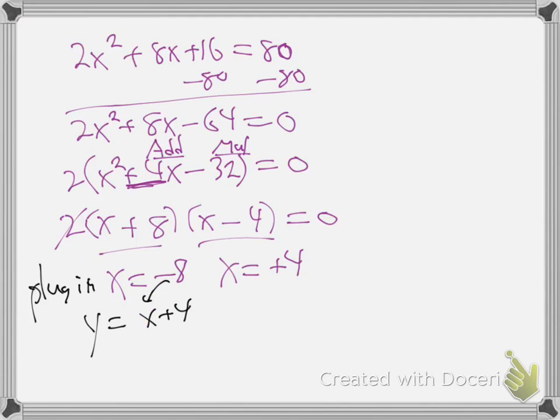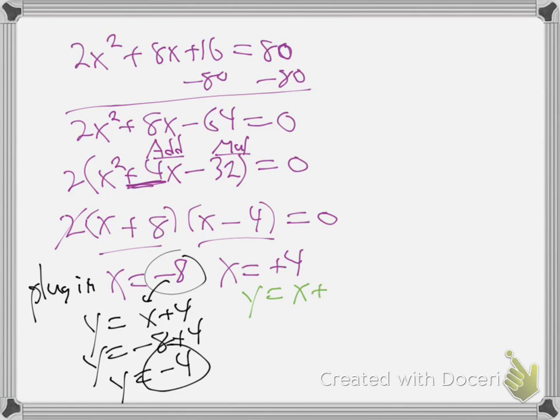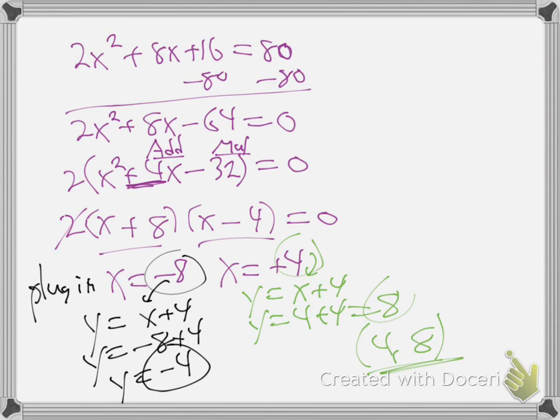So put in the minus 8. Y equals minus 8 plus 4. Y is minus 4. So minus 8, minus 4. And over here, y is x plus 4. 4 plus 4, 8. So this can be 4, 8. This x of 4 led to y of 8.